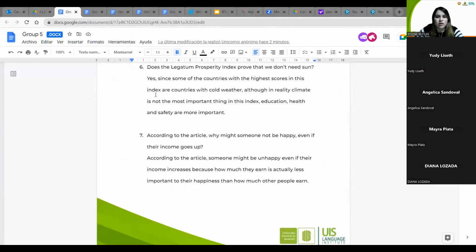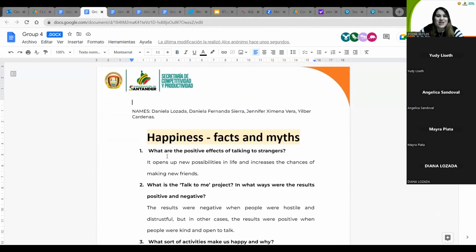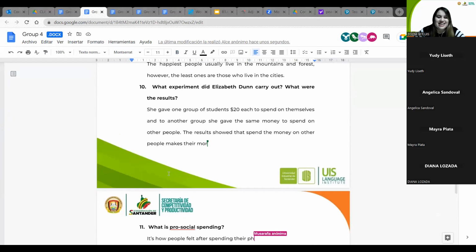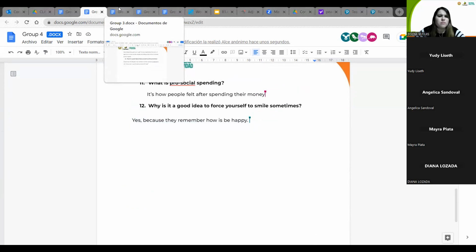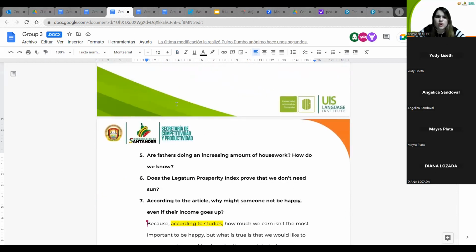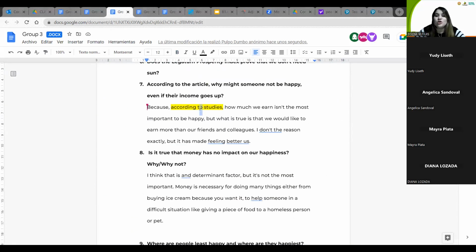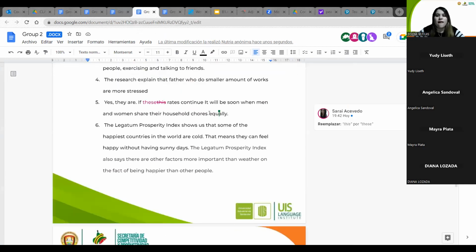So here, group number 5 finished. Yes, very good. Group number 4, they're ready. They're typing, but okay, you are about to finish. Okay, so you are already in questions 11 and 12. Group number 3 already finished. Very good. I highlighted that phrase because you wrote "according studies," but it's "according to studies." That's why I highlighted this sentence. Very good, girls.